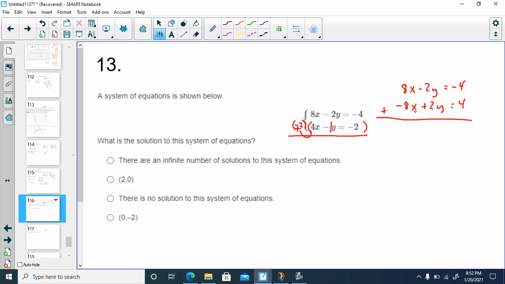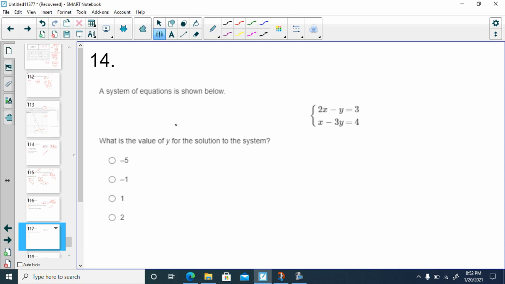8x plus -8x is 0, so that eliminates that. -2y plus 2y is 0, that eliminates that. So we've got to have something here. It's a 0, right? -4 plus 4 gives me 0. 0 is equal to 0. What we're looking at is a situation where these two equations are exactly the same. Okay, so there's an infinite number of solutions.